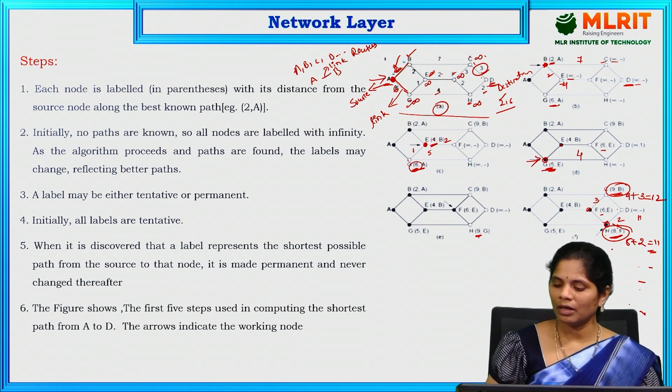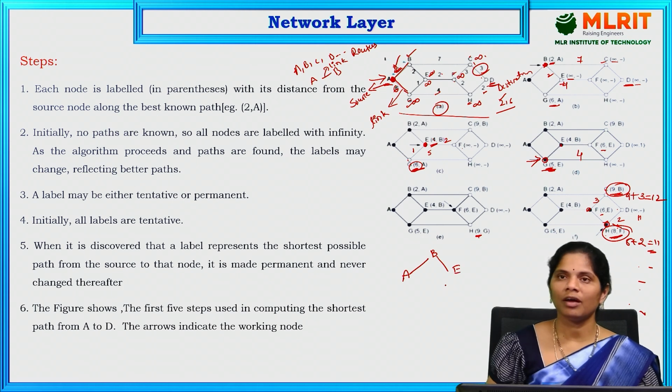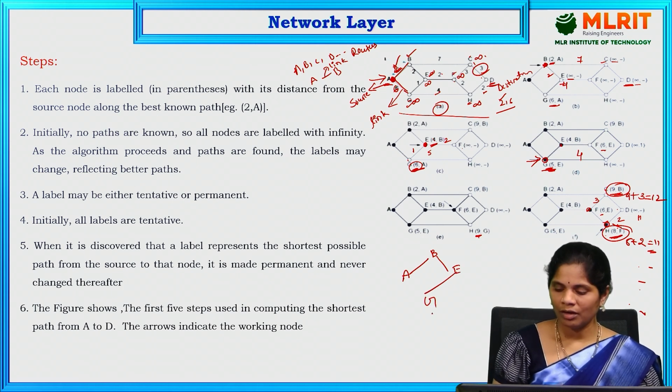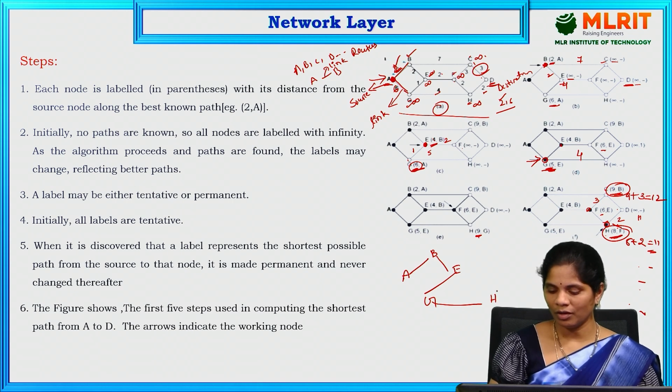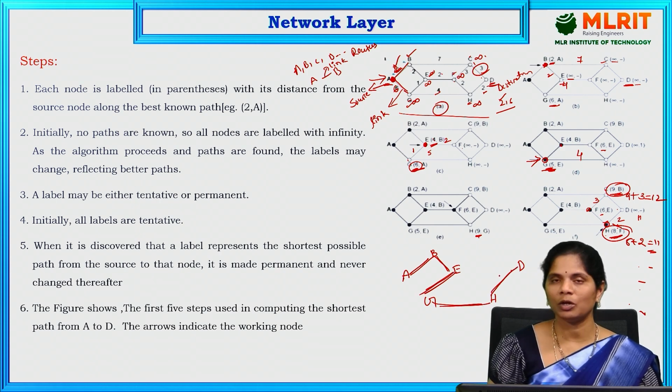So whatever elements are there, that we have to select. First we have to go for A. Afterwards where we went? B. From B onwards we went to E. From E onwards we went to G. From G onwards we went to H. And from H onwards we went to D. This is the shortest path from sending the packets from A to D. Like this, we have to consider the shortest path algorithm. This is the example of the shortest path algorithm.